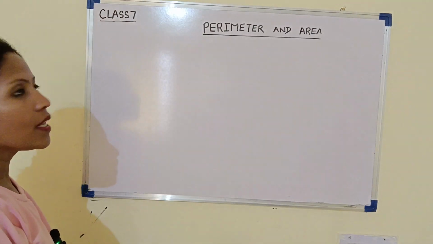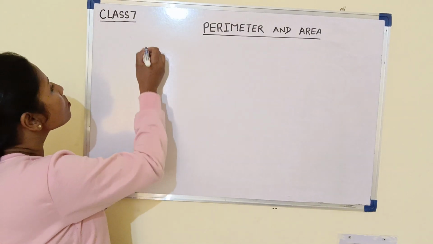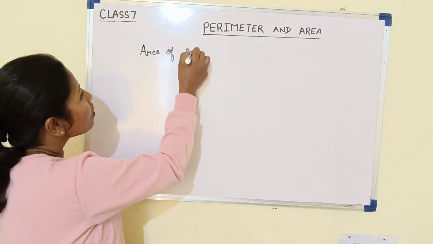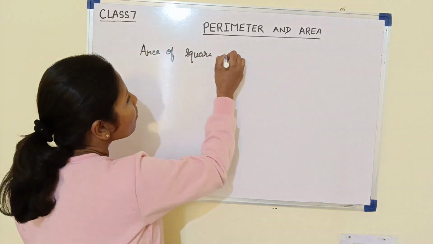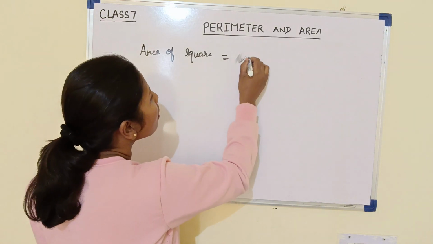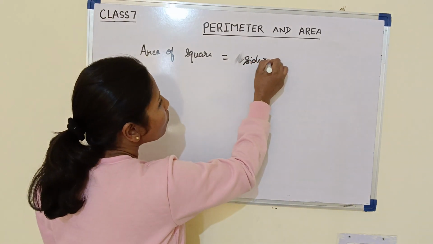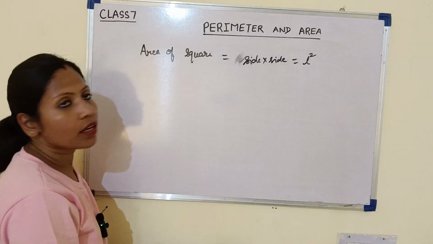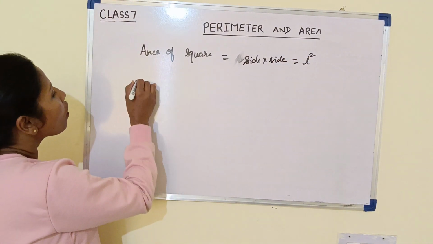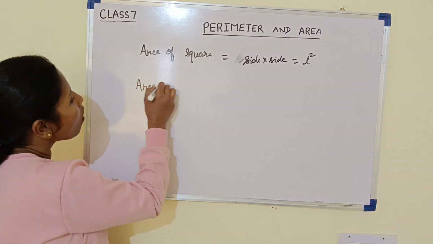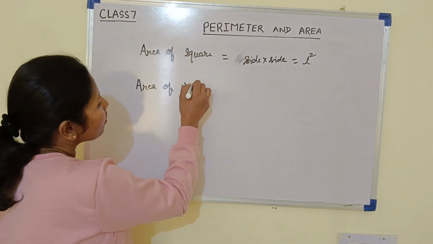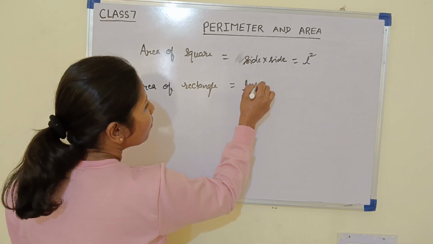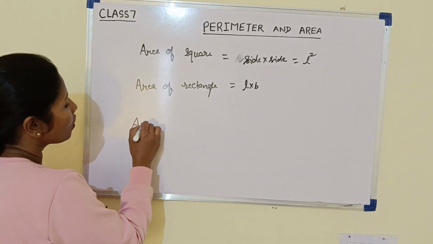Now let's talk about the area. The area of a square, we know, is side into side. We also call it L square or S square. And the area of rectangle is length into breadth.